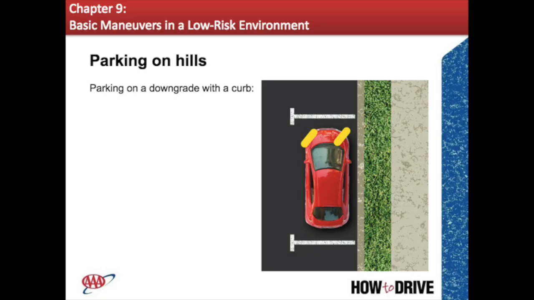Then we have parking on a downgrade with a curb. Bring your vehicle to a position parallel to the curb. Move slowly forward and turn the steering wheel slightly away from the curb. Then move forward very slowly and turn the steering wheel rapidly toward the curb. Stop the vehicle when the front curbside tire touches the curb.